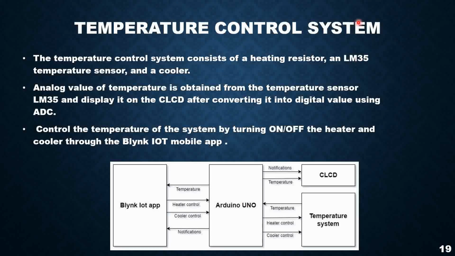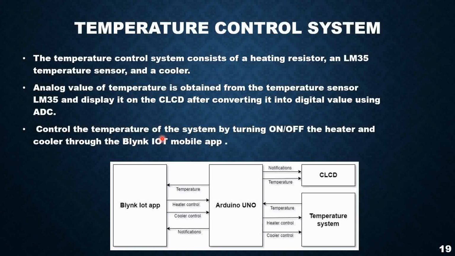Temperature control system. This is the second objective of our project, and we have used the principle and properties of the temperature sensor to accomplish this objective. The temperature control system consists of a heating resistor, the LM35 sensor and a cooler. The analog value of temperature is obtained from the nature using LM35 and it is displayed on CLCD after converting it into digital value using analog to digital converter.